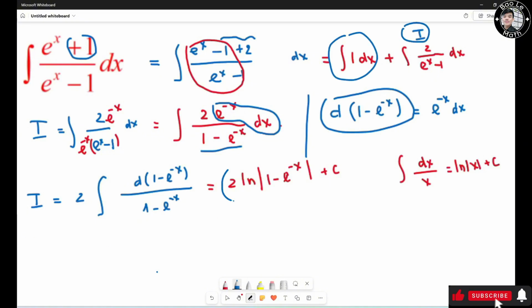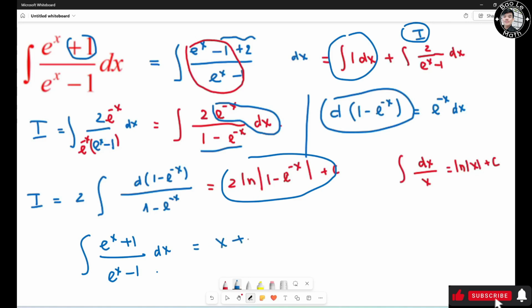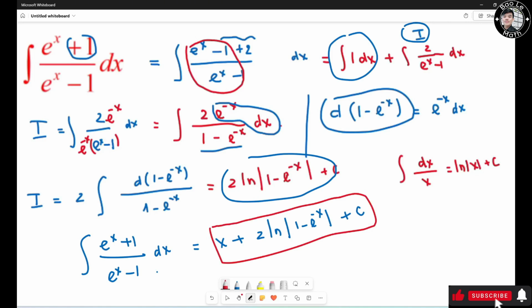But I equals this, so I have the integral of e to the s plus 1 over e to the s minus 1 ds. It's going to be s plus 2 natural log of absolute value of 1 minus e to the negative s plus c. And this one is the final answer. If you have another way to solve this problem, please leave a comment, and it's a good time to stop.